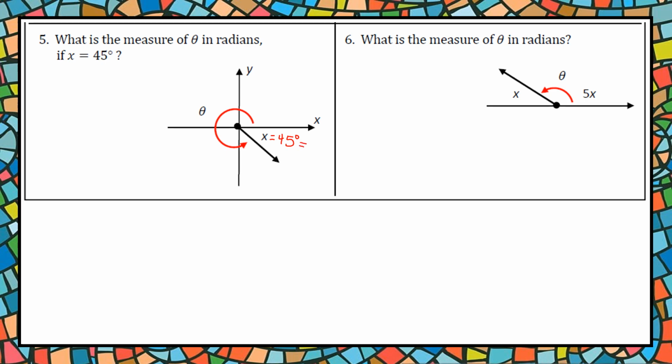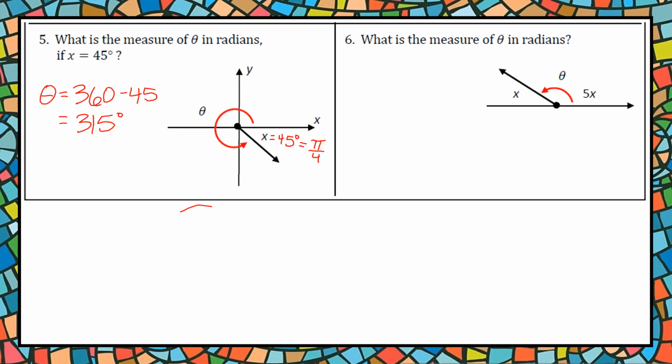45 degrees, I think we've already done that one before. 45 degrees when we convert here becomes pi over 4. Again, if you're not sure, you could do that conversion again. I'm trying to figure out the measure of theta in radians. I know that if x is 45, to get theta, I'm going to have to take the full 360 and subtract that 45, which tells me that my theta is actually 315 degrees.